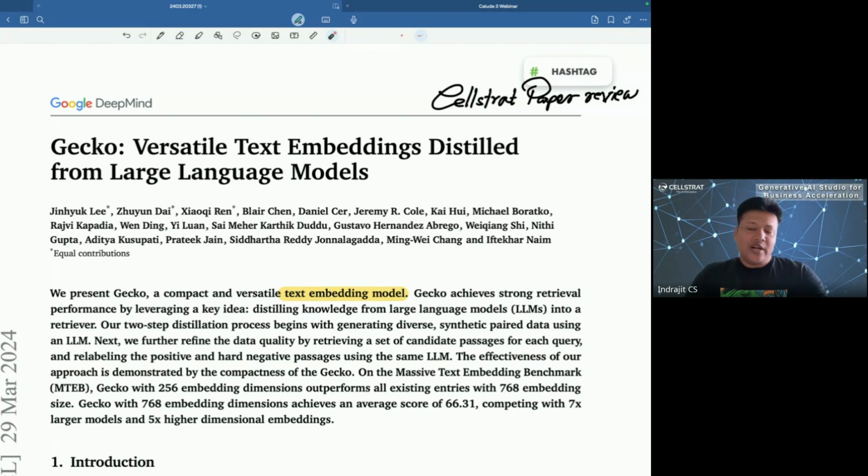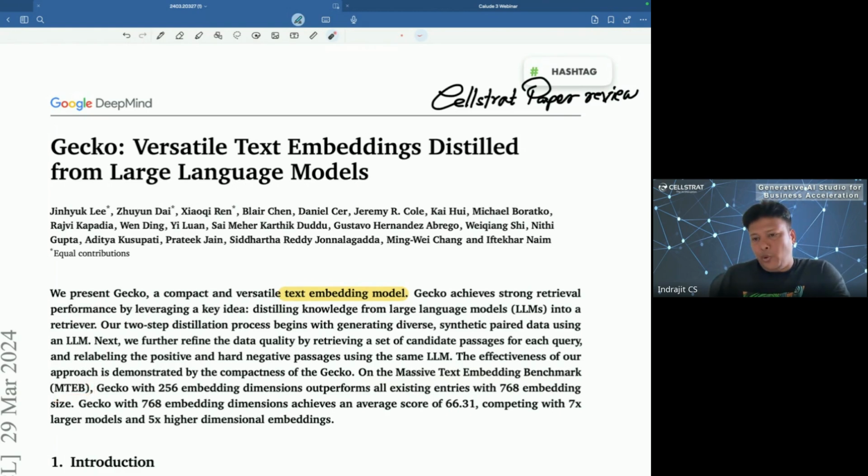So the fundamental idea here is, instead of getting data, curating it from an open source data source, let's say Wikipedia kind of stuff, which is a very generalized data set, they are using LLMs for generating specialized data. The effectiveness of our approach is demonstrated by the compactness of Gecko on the Massive Text Embedding Benchmark, MTEB.